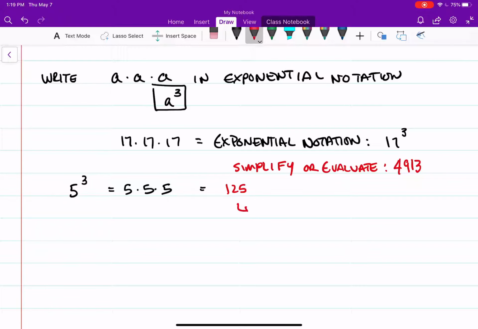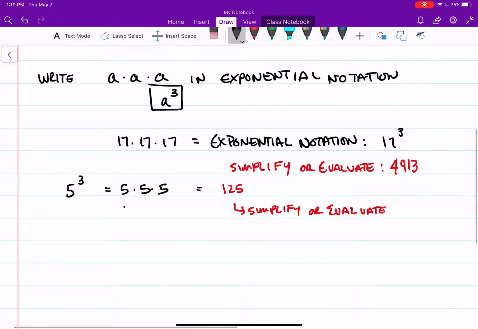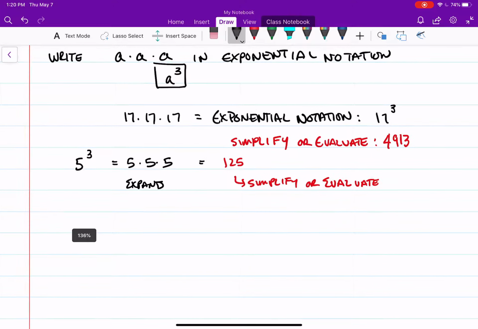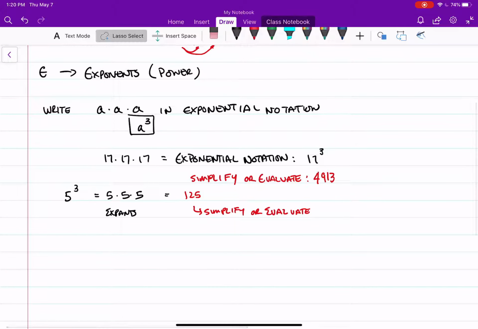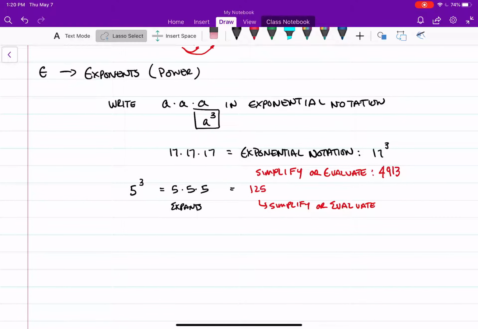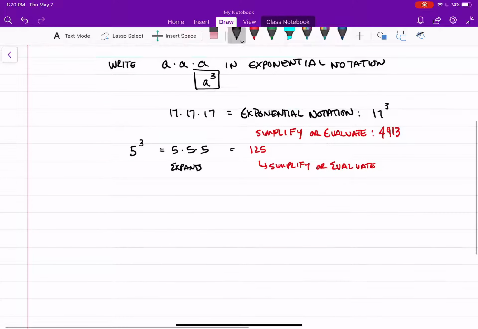So this is, again, simplify or evaluate. And this over here would be to either expand or just ask you what does 5 cubed mean, okay? So that is very important. Now, there is one more thing that I want to talk about with exponents. And the other thing I should do is indent this. There we go.